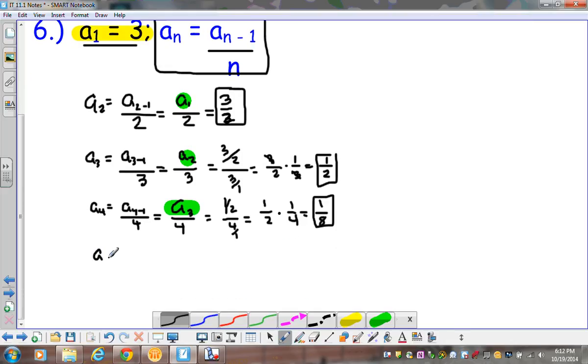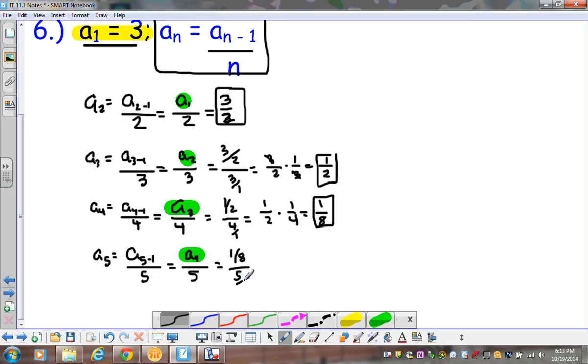All right, let's find the last one. Let's find my fifth term. So again, that just means plug in a 5 anywhere you see it. So it's a sub 5 minus 1 over 5. So 5 minus 1 is 4, so it's going to be a sub 4 over 5. And lastly, guys, one more time, a sub 4 means I'm using my fourth term. So I plug in my fourth term if I know it. Well, hey, I happen to know it. It's 1/8. So we got 1/8 over 5.